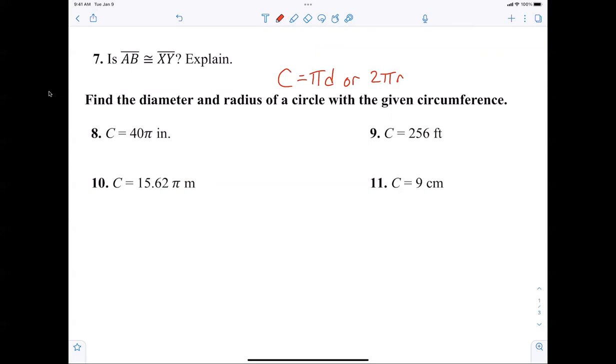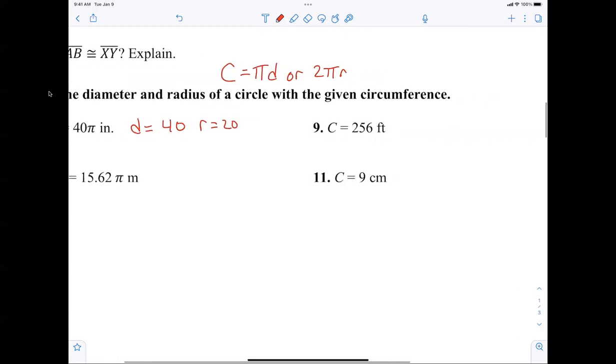Now, again, find the diameter and radius of a circle with the given circumference. I like exact answers. The book wants decimal answers, but I like exact answers, so we're going to work it out that way. If the circumference is 40 pi, everybody should automatically say the diameter must have been 40, and the radius must have been 20. Simple as that. So if the circumference is 256, then the diameter would have been 256 divided by pi. That would be a good enough answer.